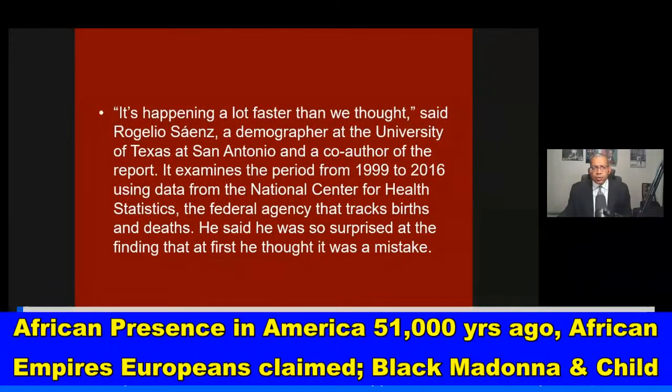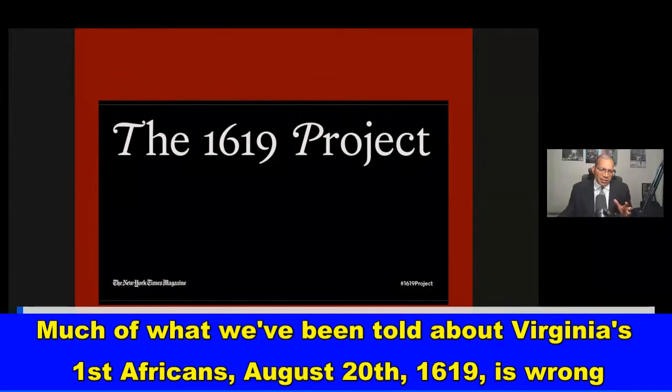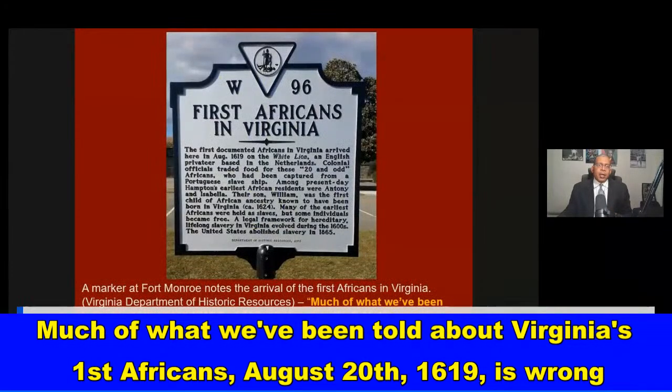Okay, now, the 1619 Project, you've heard me talk about it. You've heard there's some good information there, but you've heard my criticisms about it. And it's important for us to understand that much of what we've been told about Virginia's 1619 first Africans is wrong. There's a good article from VirginiaMercury.com from August 11th, 2019 that deals with this.